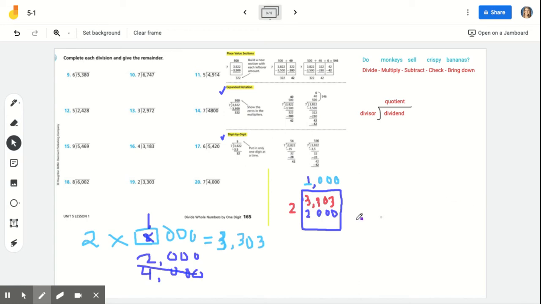3,303 minus 2,000, and where we're going to put our answer is below the box. So go ahead and try it. Is 1,303. And now we're going to basically start fresh and add on to this place value sections. We're going to add another box, and we're going to move over place values instead of working with the thousands now. We're going to be working in the hundreds.